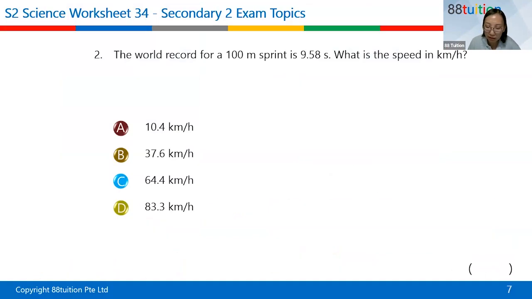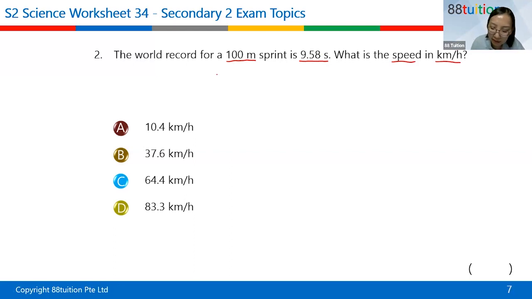Okay, let's move on. Now here, you have a 100-meter distance and you're given the time. This person ran 100 meters in 9.58 seconds. For this question, a lot of you got this wrong. So what is the speed in kilometers per hour?